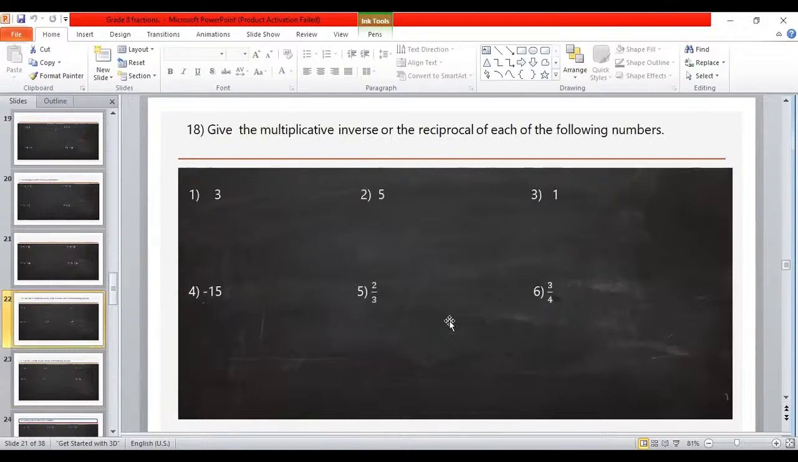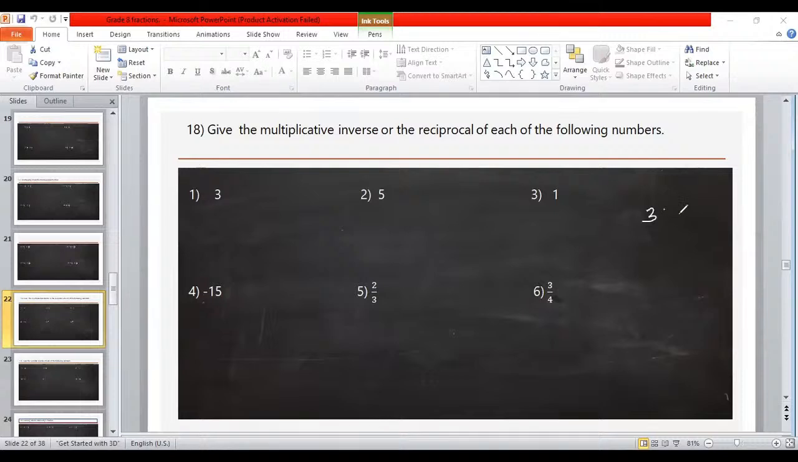Give the multiplicative inverse of the reciprocal of each of the following numbers. What is the meaning of reciprocal? What is the multiplicative inverse? Now look at if it is 3, right? To get the 1, by which number do we want to multiply?